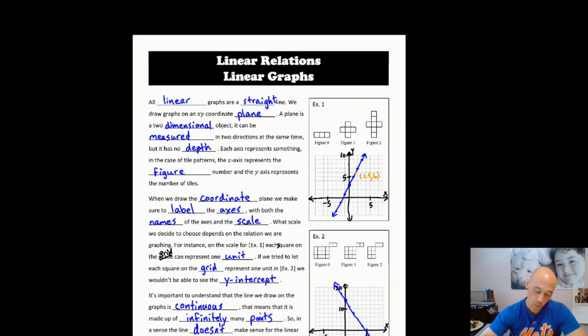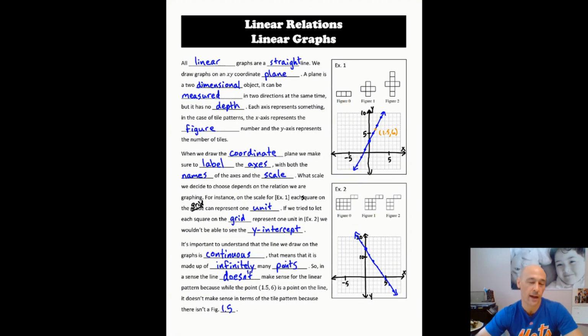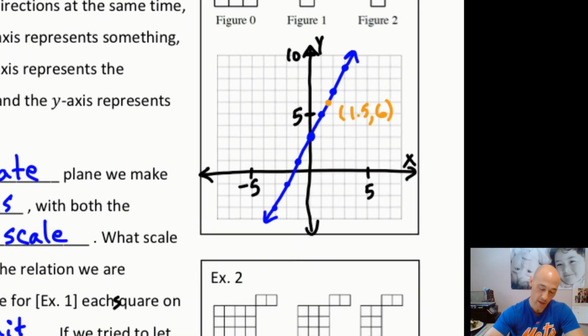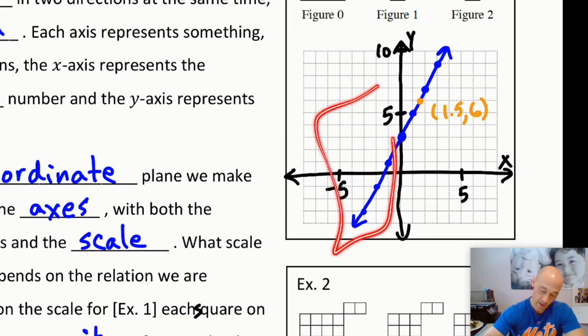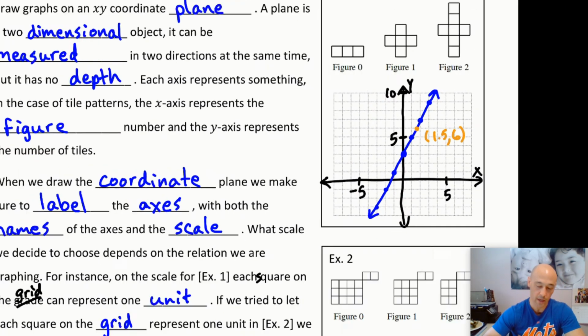So although we make lines for these tile patterns, there's a way in which it doesn't quite work out. We only have figures that are whole numbers. We also don't have negative figures. So all this over here doesn't make sense either when it comes to the tile pattern.